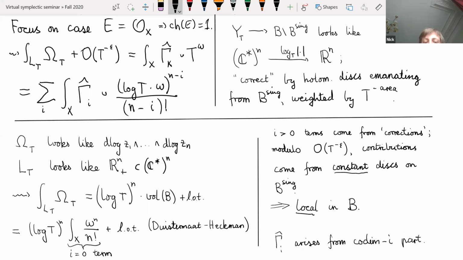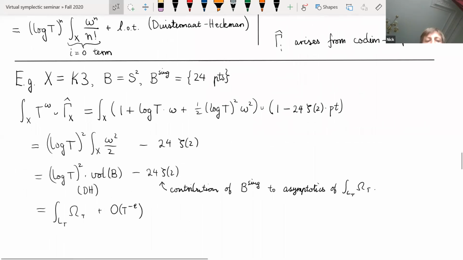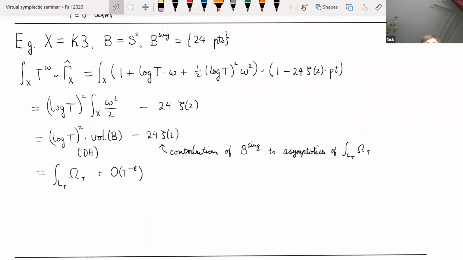And it also turns out that this gamma hat i, the ith term in this sum, arises from the codimension i part of the singular locus, B sing. All right, so here's what it looks like in the case that X is a K3 surface. Here, B is a two-sphere. The singular locus consists of 24 points.